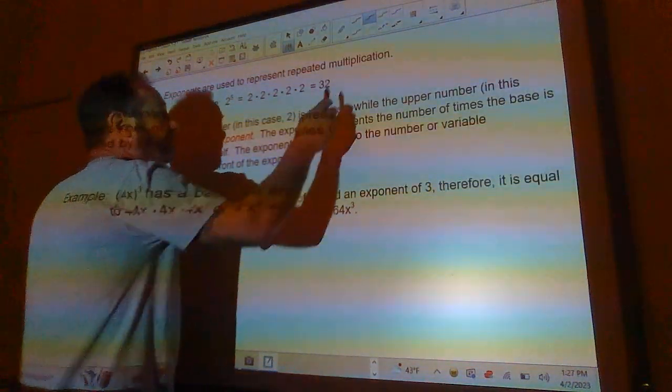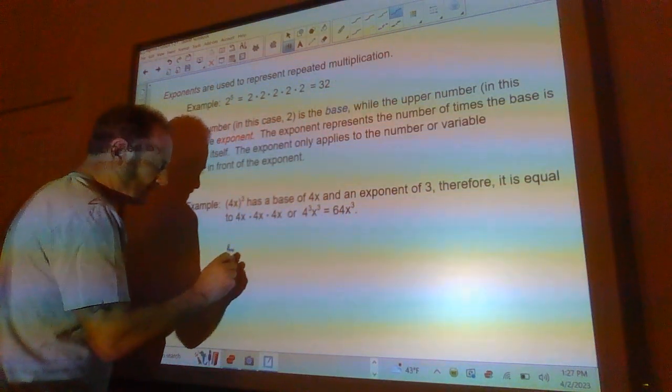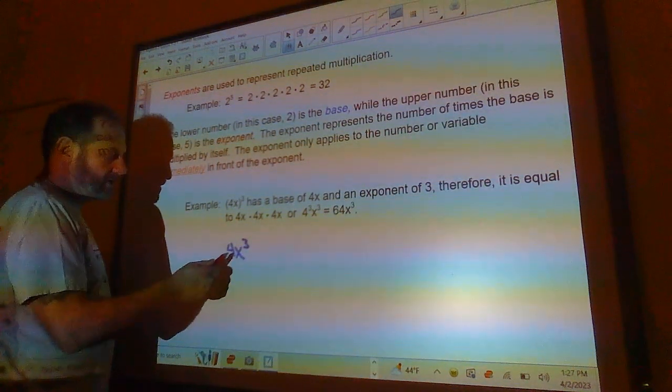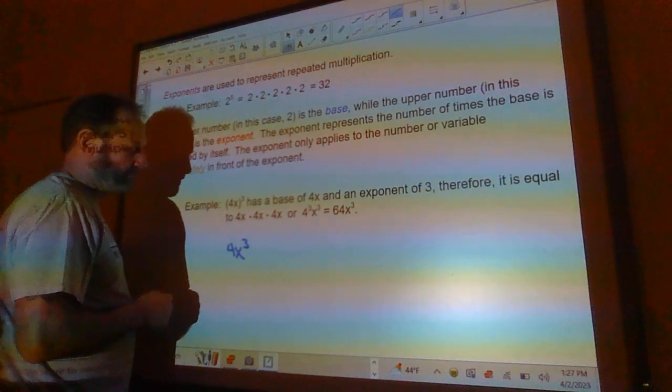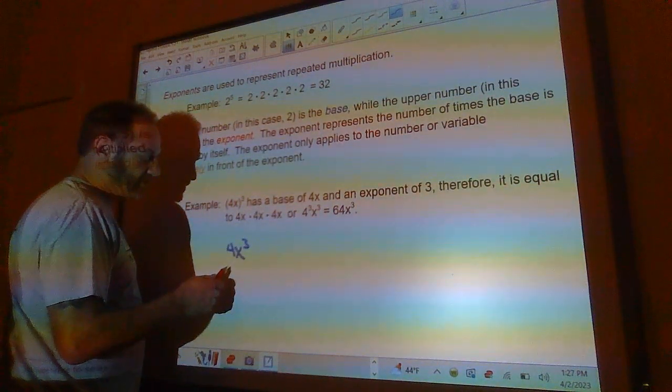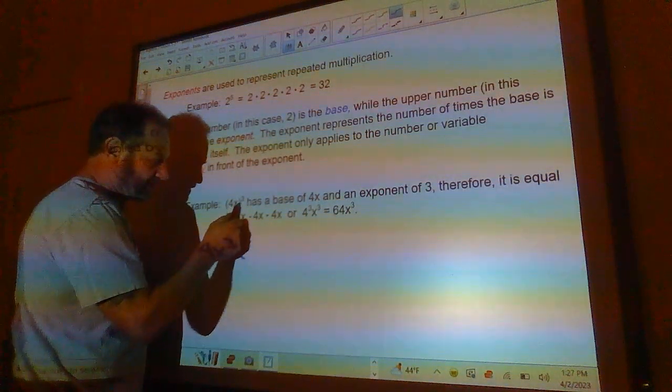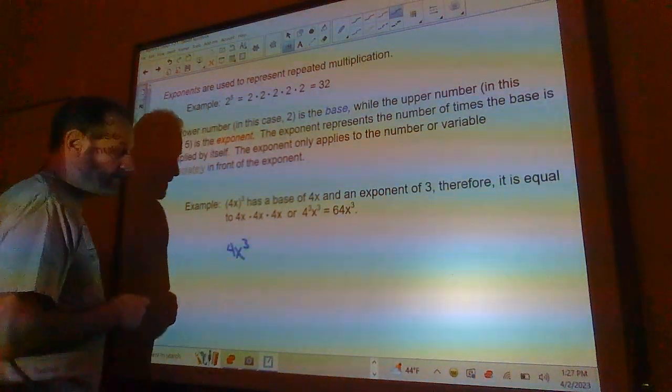Now, there's a big difference between that and this. Okay? This is already simplified because the only thing taken to the third power is the x. That's immediately in front of it. Here, the 4 is also immediately in front of it because it's in the parentheses.